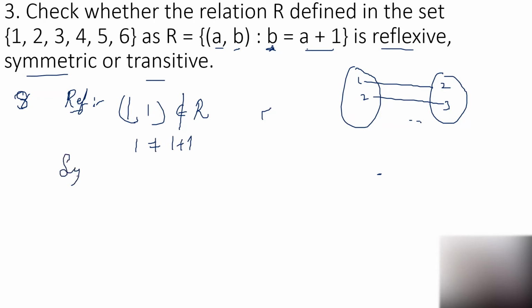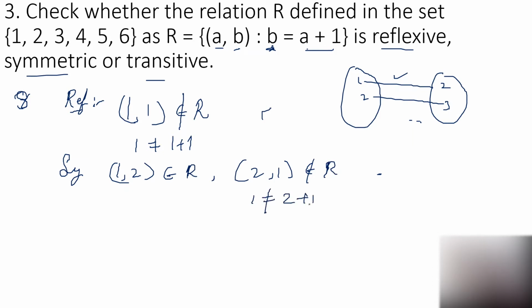Next is symmetric. Let us consider one relation. As we have seen, 1 is going to 2. Yes, it belongs to R, but 2, 1 does not belong to R because 1 is not equal to 2 plus 1. And now we are checking for transitive.